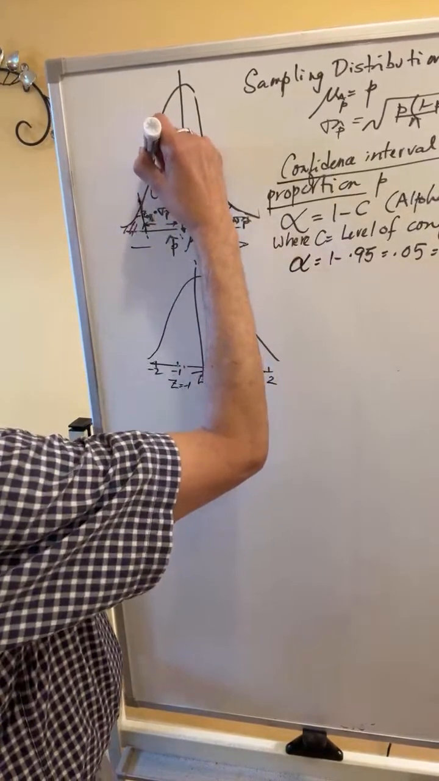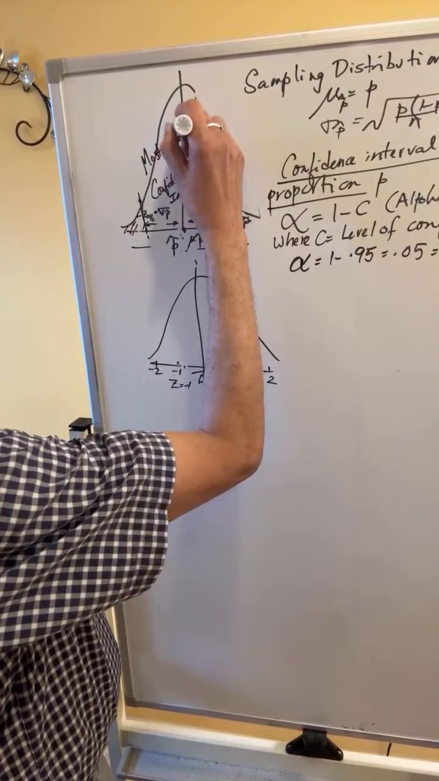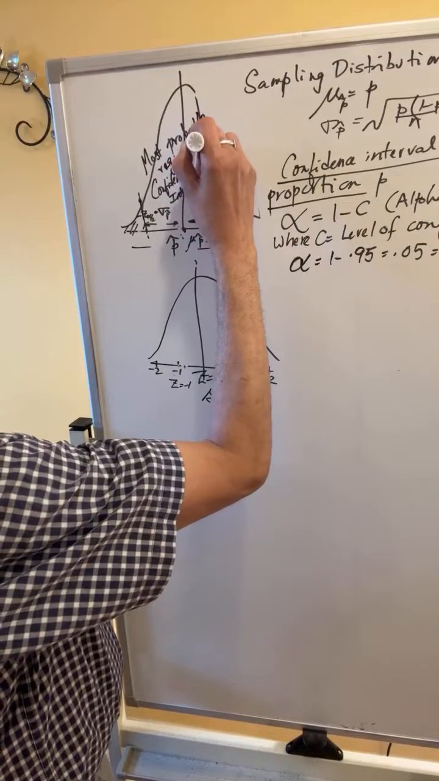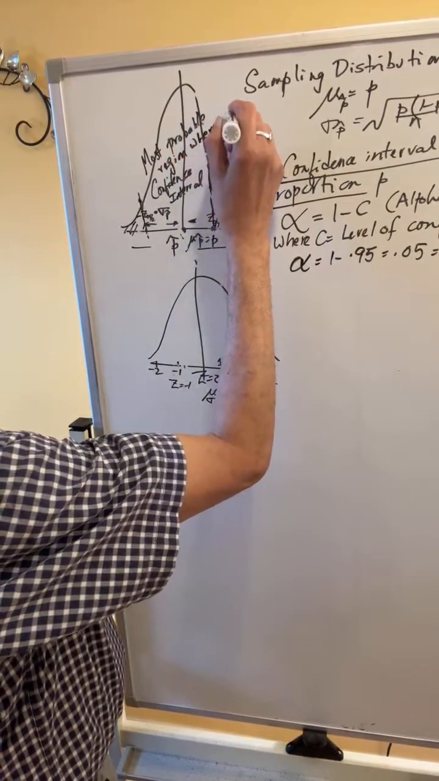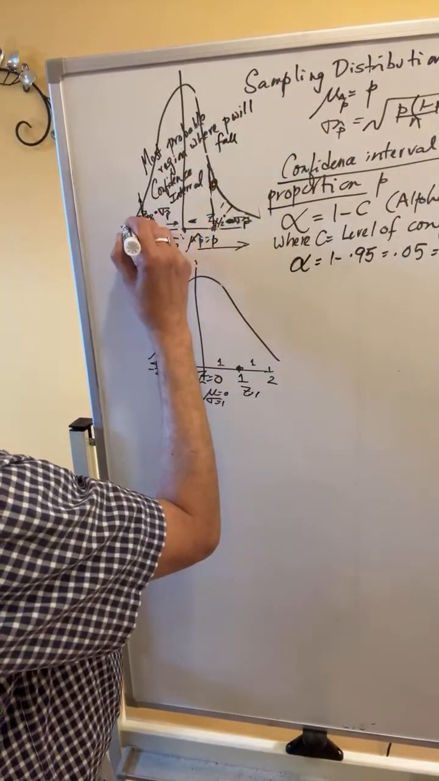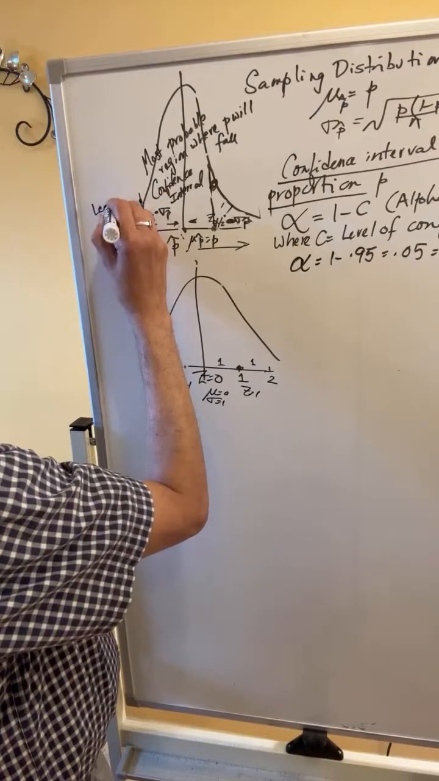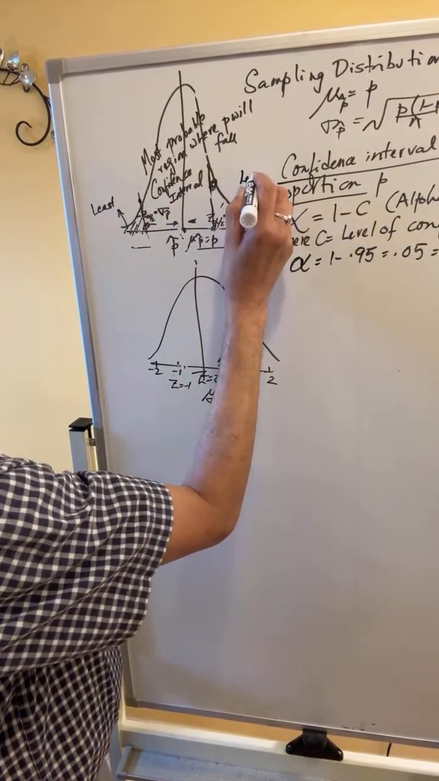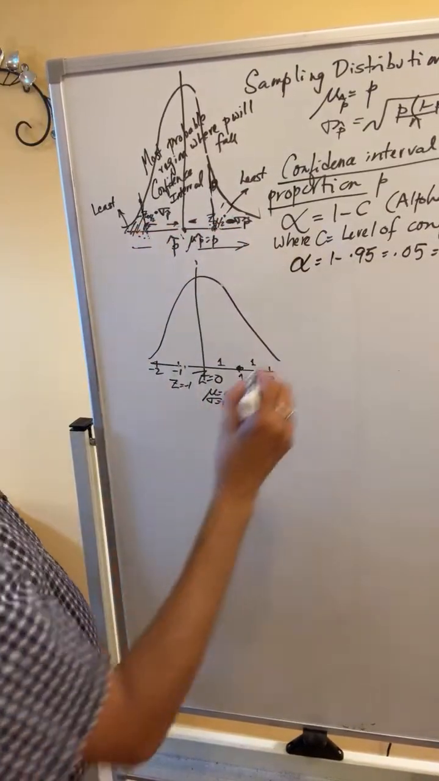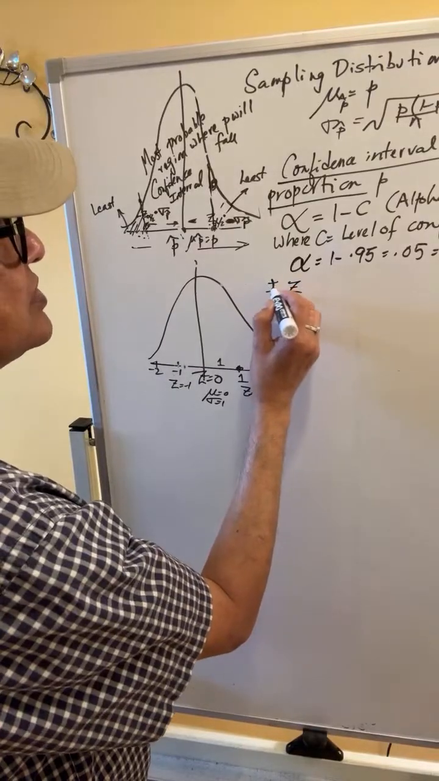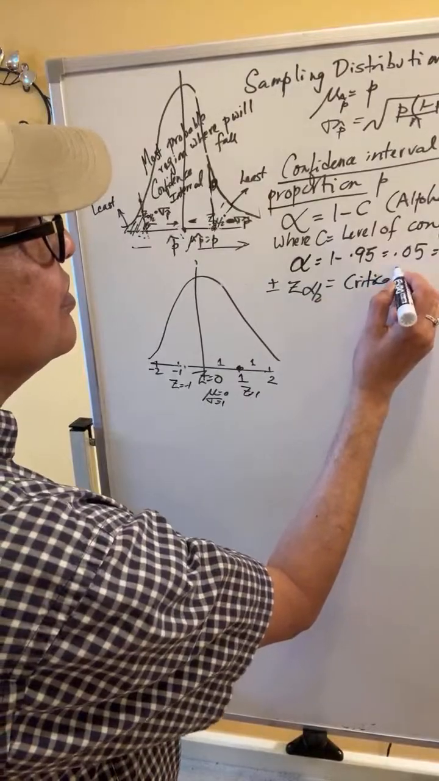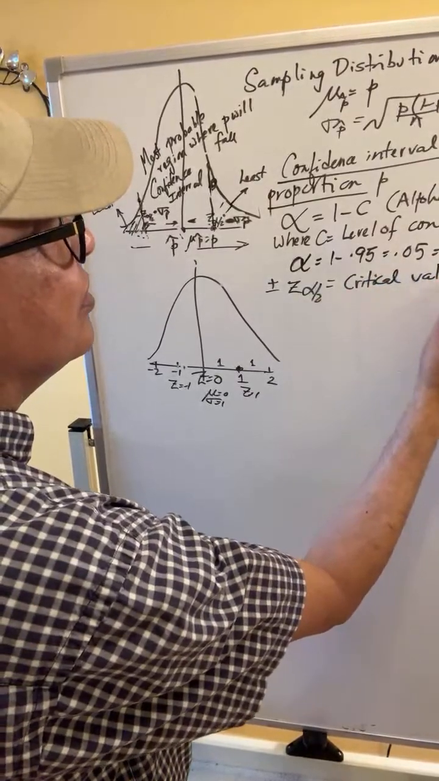This is the center, the most probable region where the population proportion P will fall. And the shaded region in the tails are the least probable. This is least, this is least. So this z alpha by 2 on the right and minus z alpha by 2 on the left, plus or minus z alpha by 2, are called critical values of z.